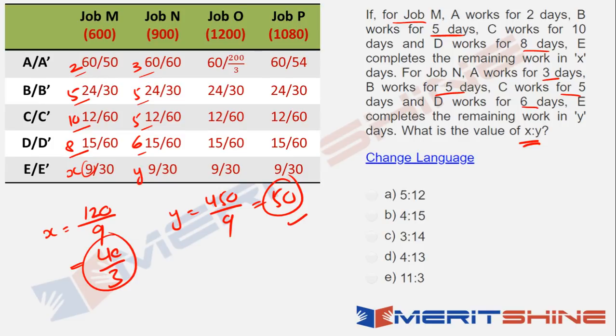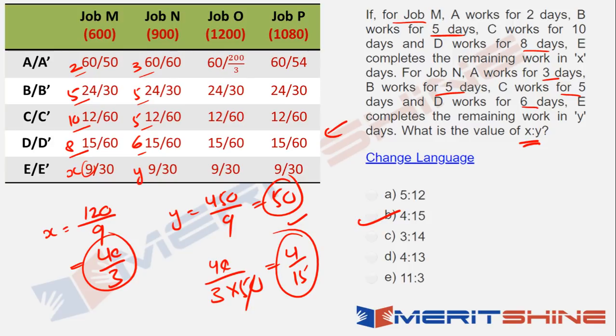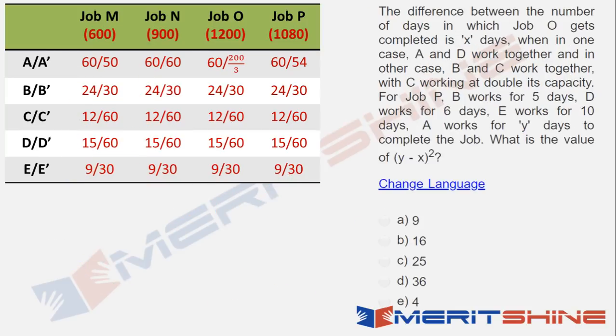So what is the ratio? This is 40 by 3 by 50 here. This cancels. This becomes 4 upon 15. This is option B. So you realized after we made this table, this is not a tough question. Otherwise, dealing with fractions and all, it becomes too tough. Here, after this table, it's not a difficult one. Let's look at the second one. Again, lots of data, but not too difficult after the table.